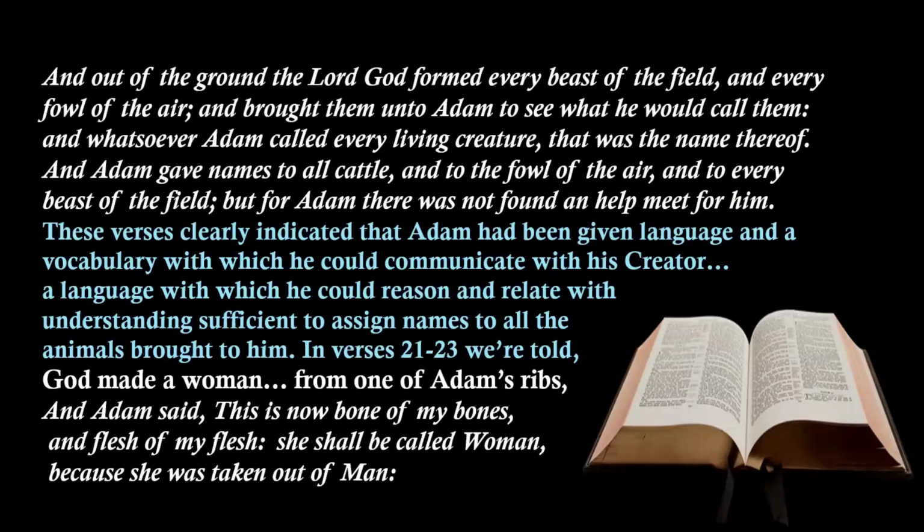Now, these verses clearly indicate that Adam had been given language and a vocabulary with which he could communicate with his Creator, a language with which he could reason and relate with understanding sufficient to assign names to all the animals brought to him. In verses 21-23, we're told, "God made a woman from one of Adam's ribs. And Adam said, This is now bone of my bones and flesh of my flesh. She shall be called woman, because she was taken out of man." Adam had a mind that was much, much stronger than any of our minds, you know.